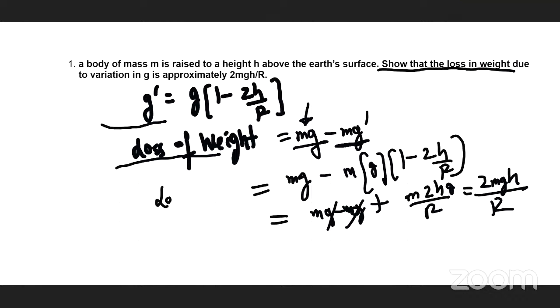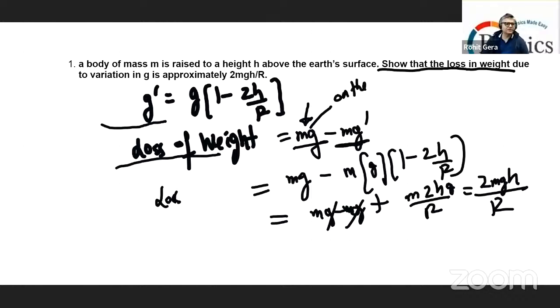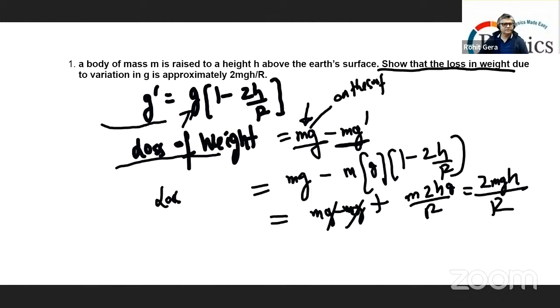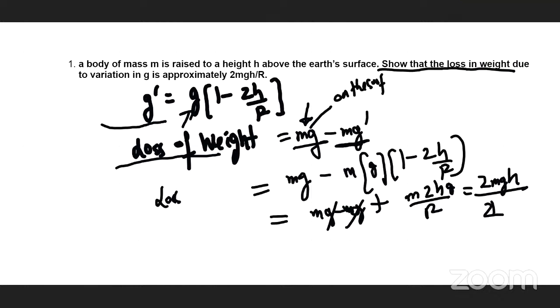ये सरफेस पे है वेट. दिस ग्रेविटी इज ऑन द सरफेस. ओके. 2 mgh/R यानी कि mgh/6 हो गया. अच्छा सॉरी, 2 mgh/R. ये मुझे 12 लग रहा था अभी ये. ओके. आपका R बड़ा अजीब सा बना हुआ था.